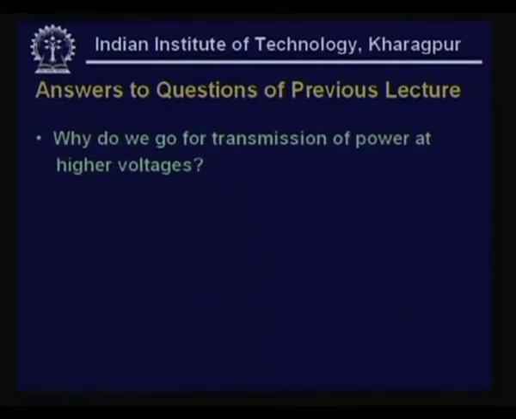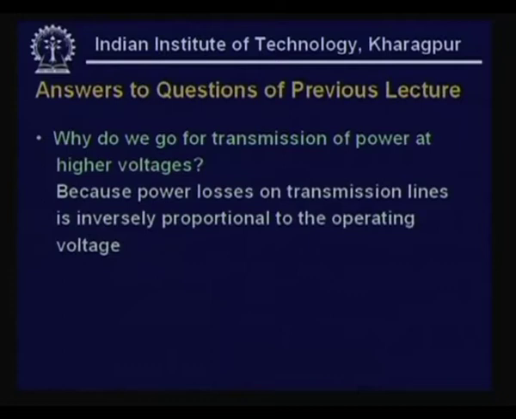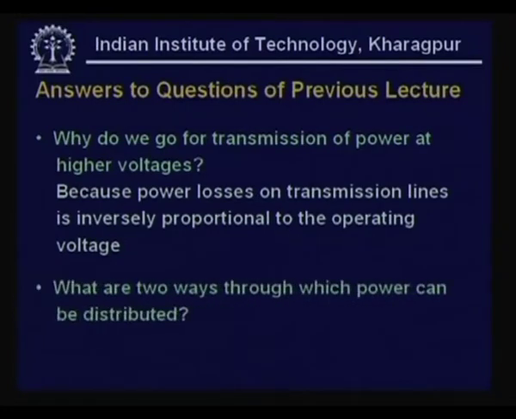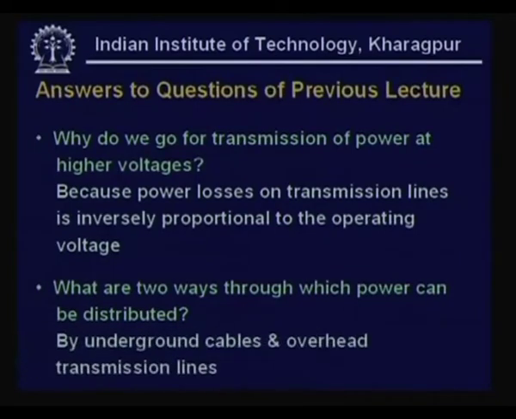The first question was, why do we go for transmission of power at higher voltages? Because power losses on transmission lines are inversely proportional to the operating voltage. 2. What are the two ways through which power can be distributed? As already brought out, it could be through underground cables or overhead transmission lines, as told to you in the previous lecture.